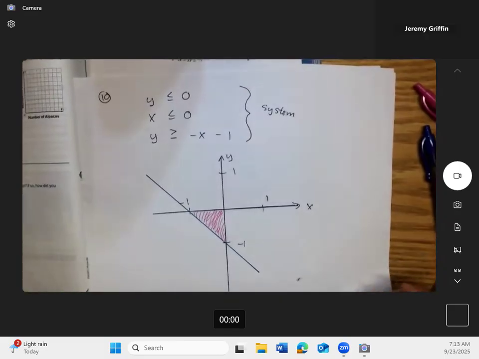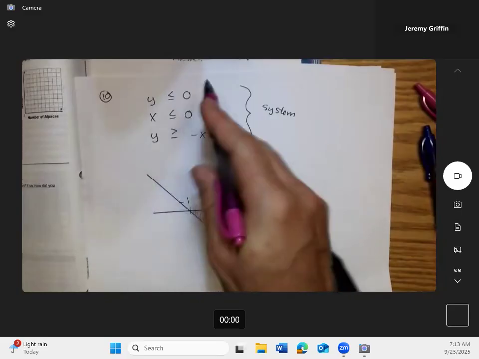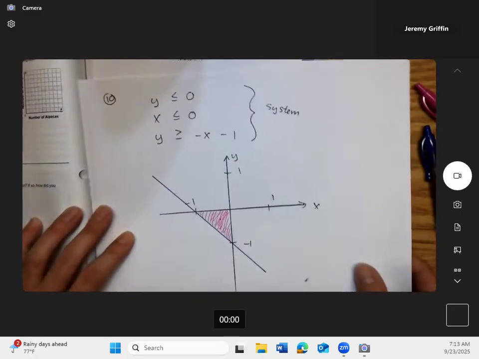Okay, so there's number 10. You could make a test point like at this point right here, negative quarter, negative quarter. It should pass all 3 tests. Yeah. All right.